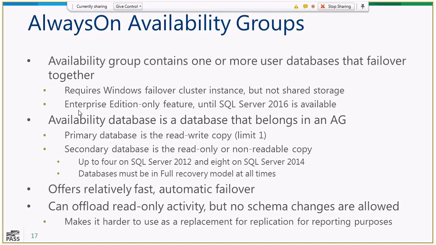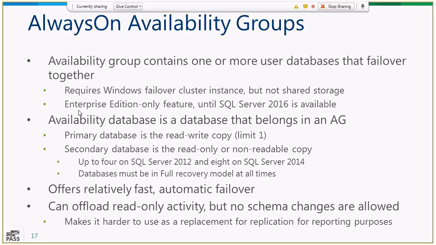And an availability database is just one of your databases that belongs in an availability group. And you have the primary database, which is your only read-write copy. You only get one of those. And then you have a secondary database that's read-only. And in SQL Server 2012, you could have 4 secondaries, but now you can have 8 in 2014.